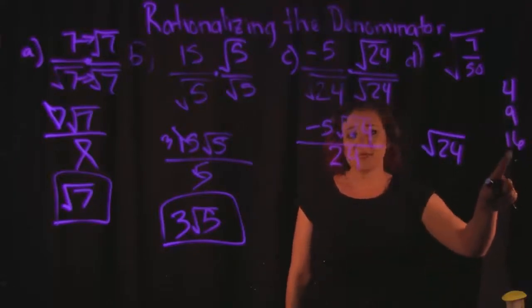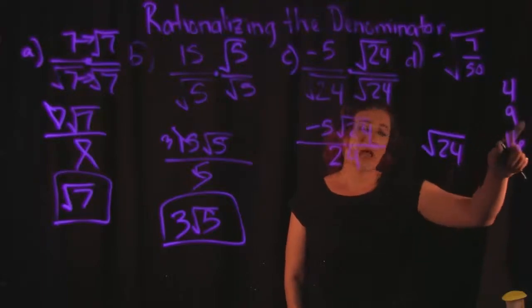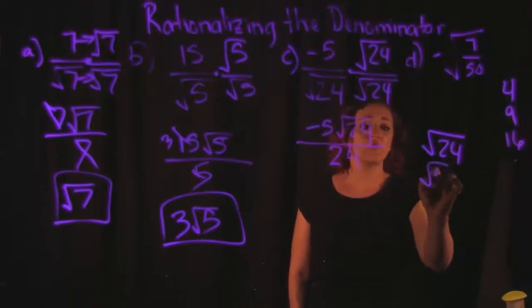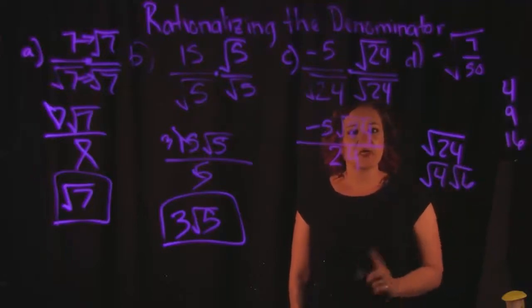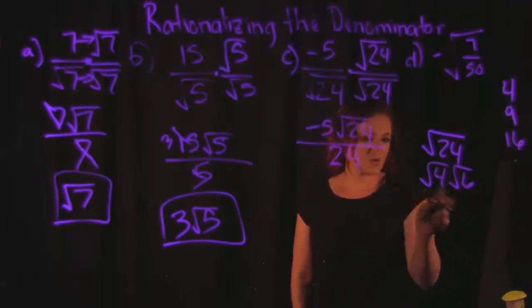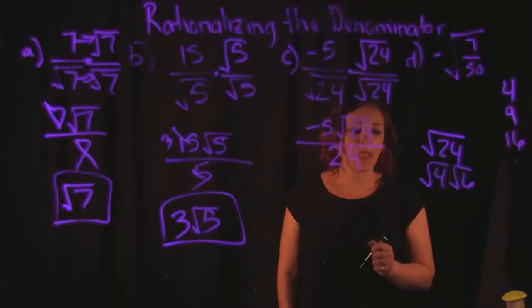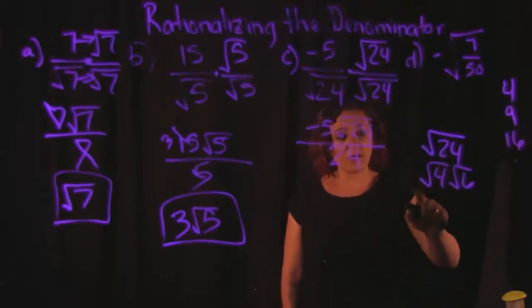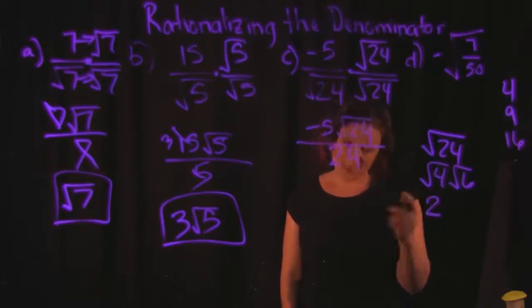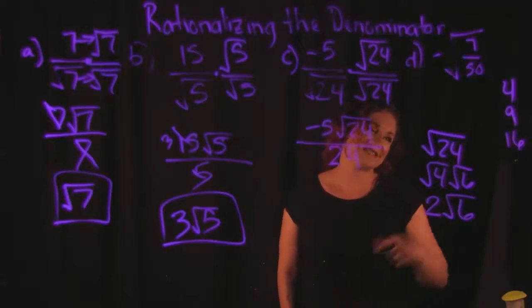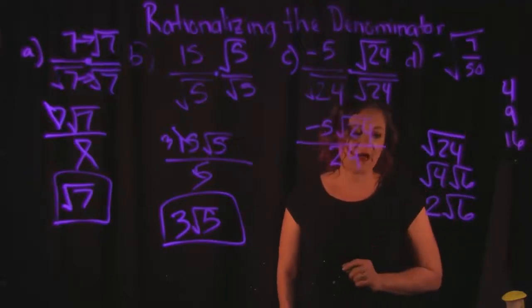Now 16 times anything would never give you 24. 9 times anything does not give you 24. But 24 is 4 times 6. So I'm going to break up 24 into the square root of 4 times the square root of 6. The product rule for radicals says that I can do this. The one that's a perfect square, like the square root of 4, that is a 2. The square root of 4 is 2, so we can break that down. Square root of 6 is not a perfect square, so we just drop that down.